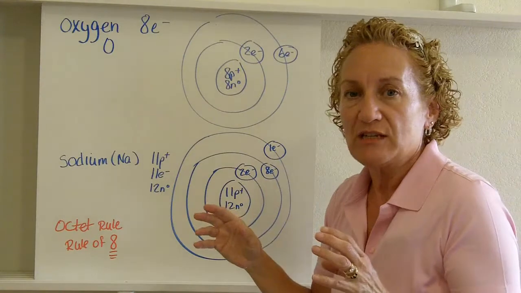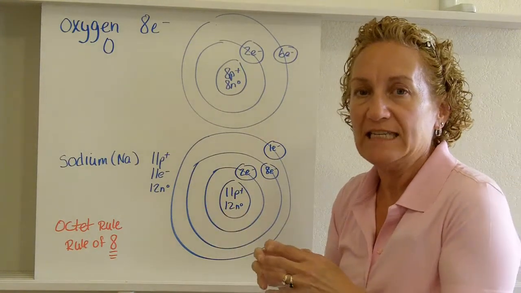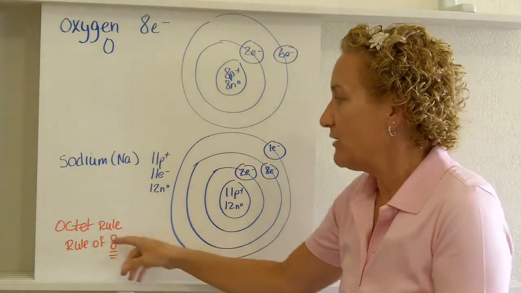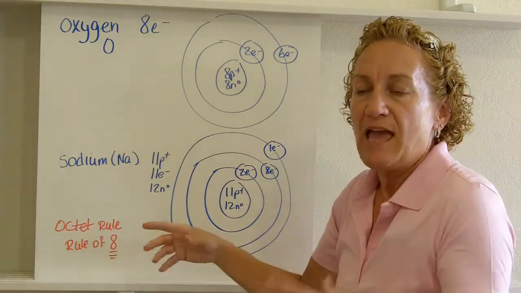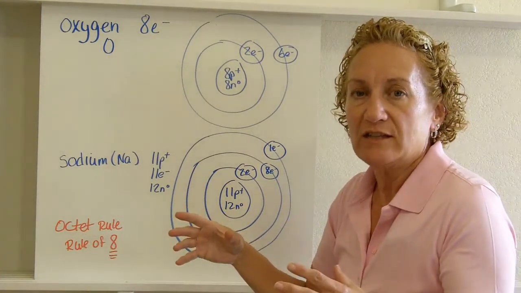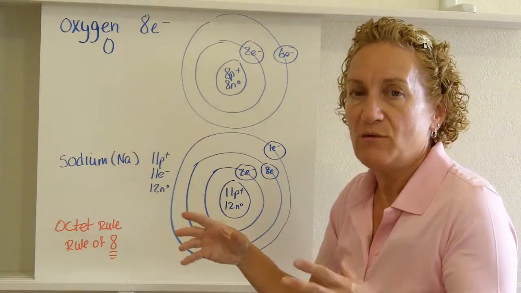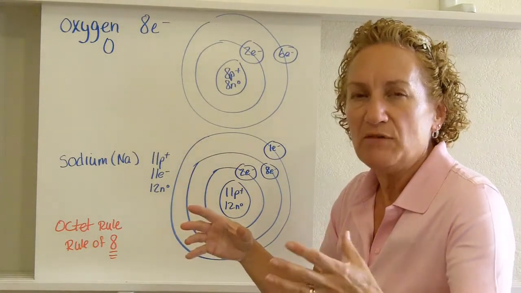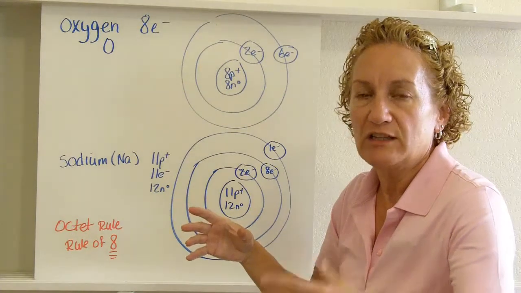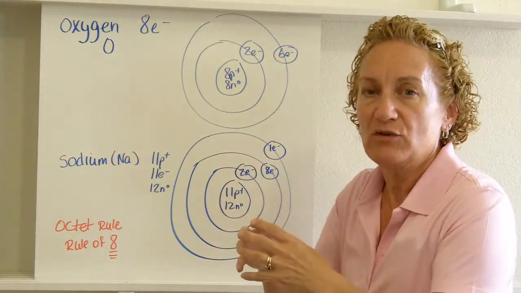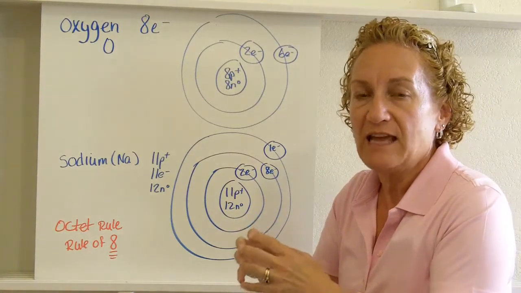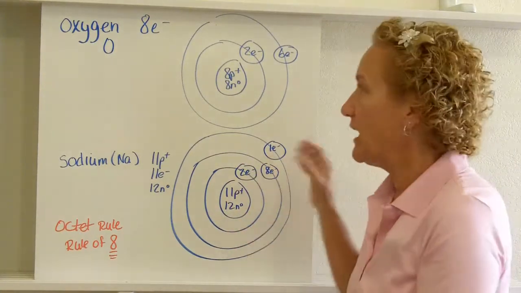Now there's 2 magic numbers in chemistry. The most important one is 8. It's called the octet rule. Oct is the prefix for 8. Every atom wants to have 8 electrons in its outermost shell. A couple of them will settle for 2, like hydrogen and lithium. Those ones that don't have a hope of getting 8 will settle for 2, but everything else wants 8. That's the magic number. Keep that in mind. I'll show you why in just a minute.